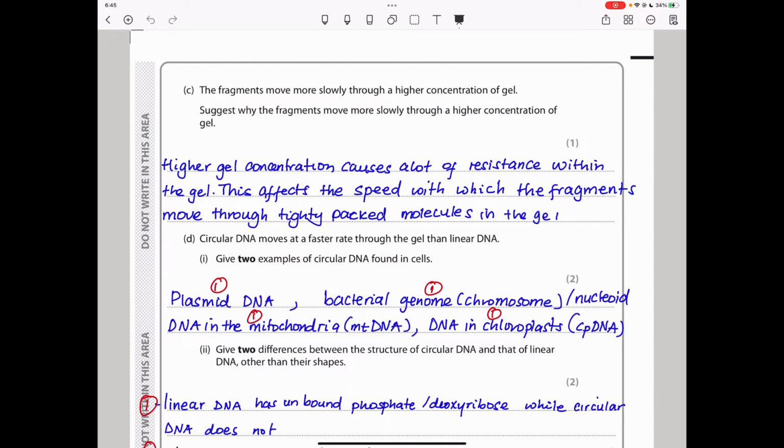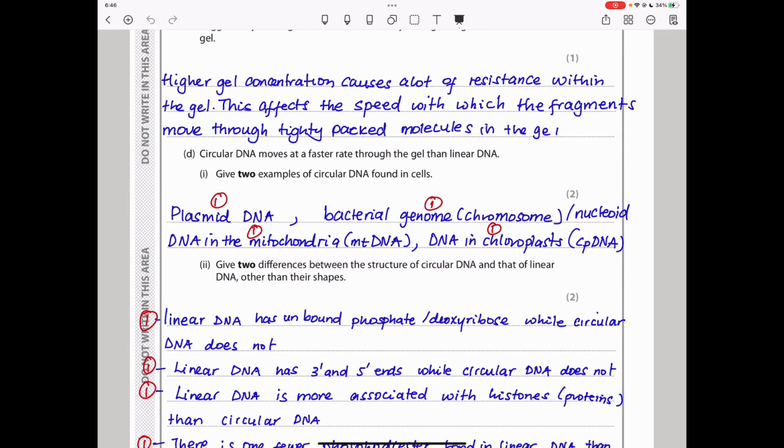So it means these fragments that are actually heavy are going to be moving through, and their speed is going to be affected because when the gel is thick, it means the molecules within the gel are tightly packed together, and there are smaller spaces for these fragments of the DNA to move through. So it's going to be a little bit harder for them to move through the thick gel, meaning the speed at which they move is going to be very low or very slow. So they'll be moving slowly because of the tightly packed molecules within the gel.